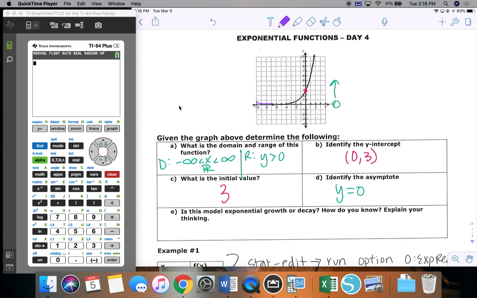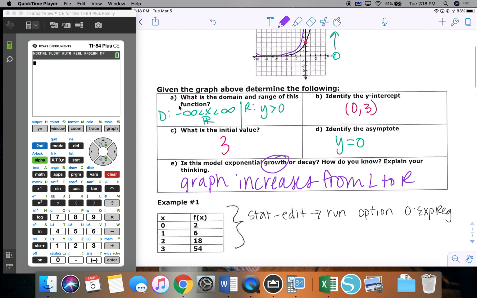And then they ask if this is growth or decay. Well, as I follow this along left to right, it is growth. I know this because my graph increases from left to right. So because I read left to right, when I follow it along, I can see that it is increasing.